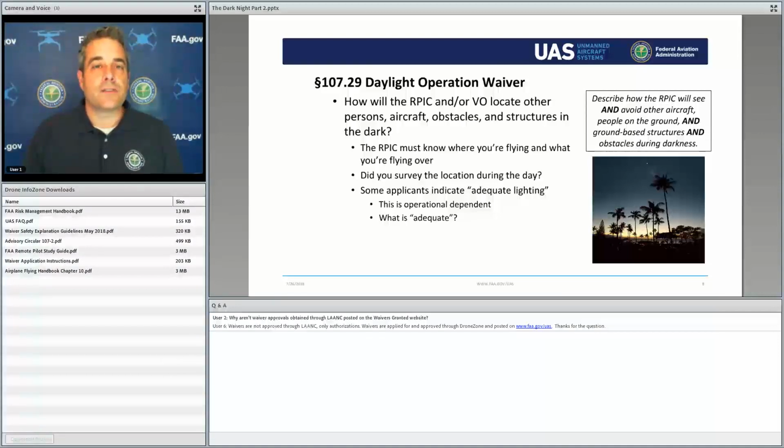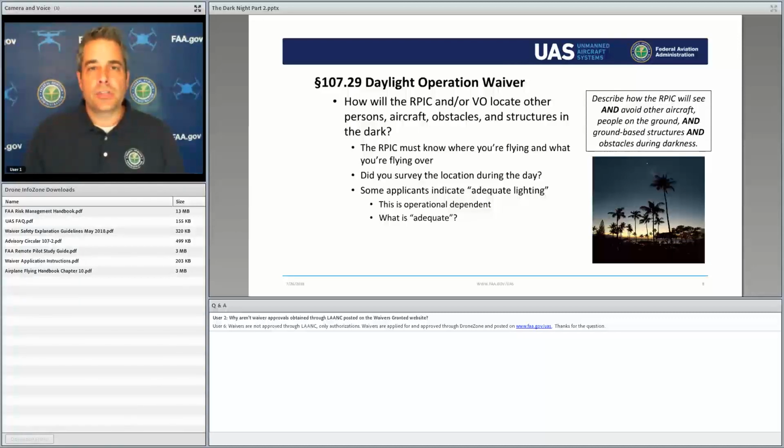So I've highlighted some words in bold there on the right side of the screen, specifically "and," because all of these elements need to be included when you're addressing this waiver safety explanation guideline question. And where people fall short is that they don't address all of the concerns. So I'm going to walk you through a little bit of that today, and hopefully this will help you out in your application.